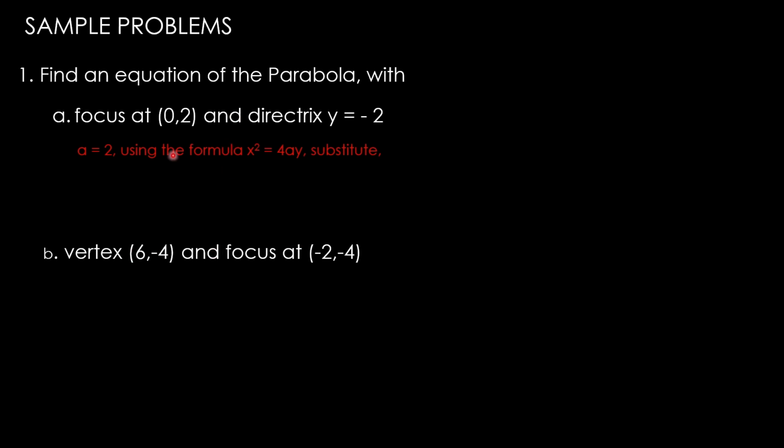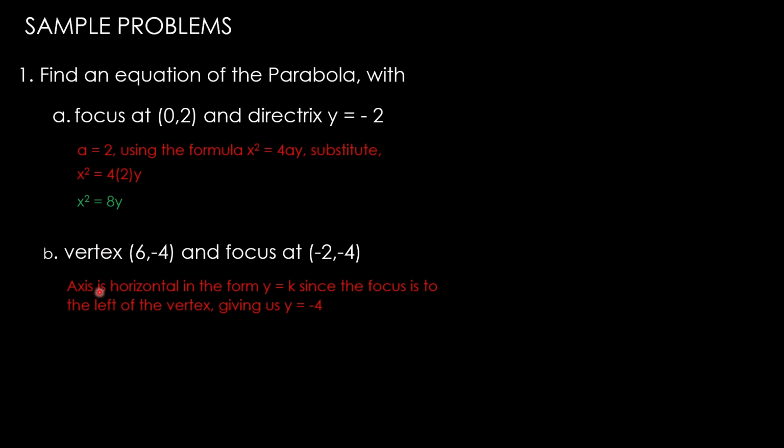So the axis of symmetry is vertical. Then we have to solve for our equation. x squared equals 4(2)y, wherein our 2 is the A. Then we have the exact answer, which is x squared equals 8y.